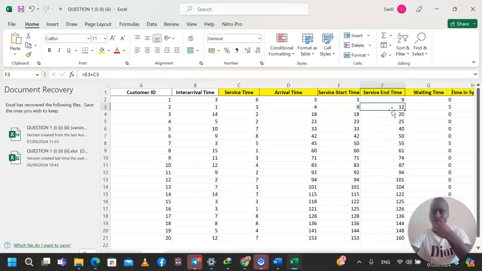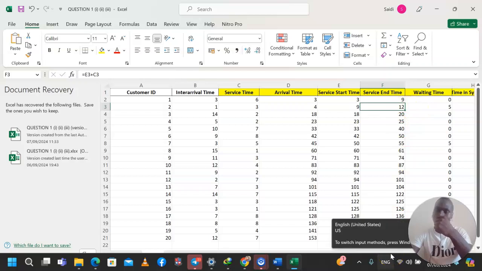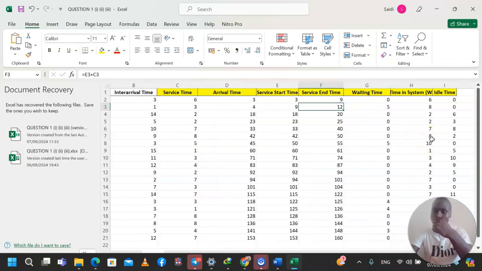Then for his service end time, we added the service start time plus the service time in order for us to get the end time, and then we scrolled for the rest for autofilling to get theirs too.